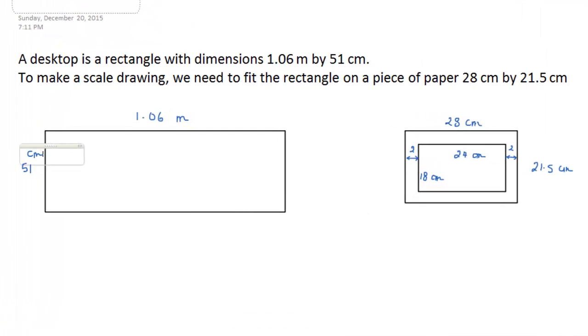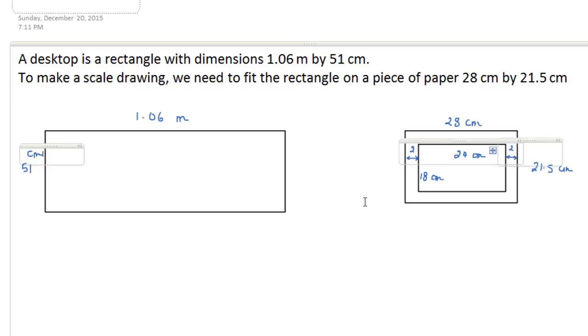This example is saying a desktop is a rectangle with dimension of 1.06 meter by 51 centimeter. To make a scale drawing, we need to fit the rectangle on a piece of paper 28 centimeter by 21.5 centimeter. As you can see, this dimension is clear here. 1 meter 0.06 to 51, that means this is in real life, like this is something in the classroom. Let's say this desktop in the classroom. I want to transfer this desktop into small paper.